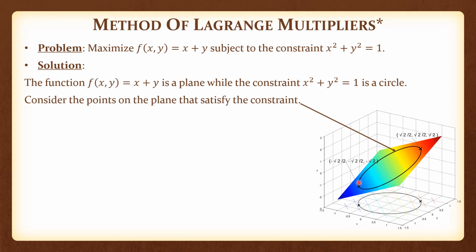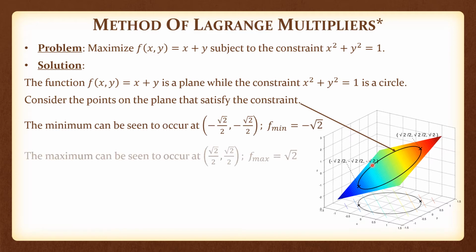Now these are the points that satisfy x squared plus y squared equals 1, and among these points you can see that the maximum for the function is at this point, which corresponds to x equals y equals 1 by root 2, and the maximum value of the function is square root of 2. The minimum corresponds to this point, x equal to minus 1 by root 2, y equal to minus 1 by root 2, and the minimum value of the function is minus square root of 2. And this is what is stated here.